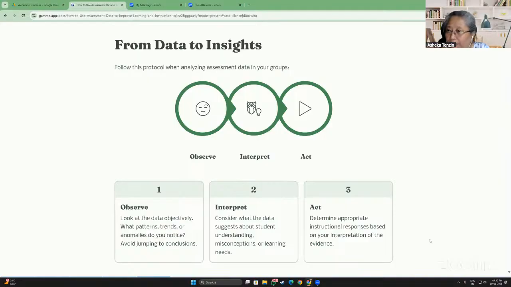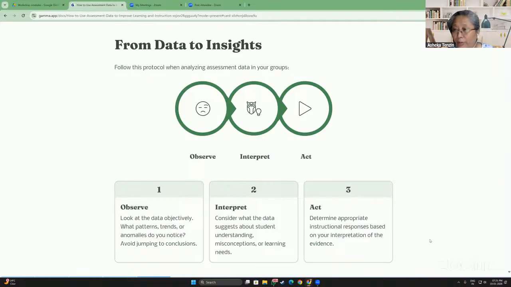Are you going to repeat teaching? Are you going to change the method of teaching? What are you going to do? That would be the act. Is this clear? So three steps after you collect all the data. First, you're going to observe, where you're going to look at trends, patterns, or any wrong understandings, any mistakes, anomalies that are there in the data.